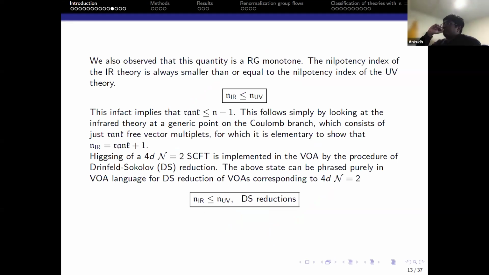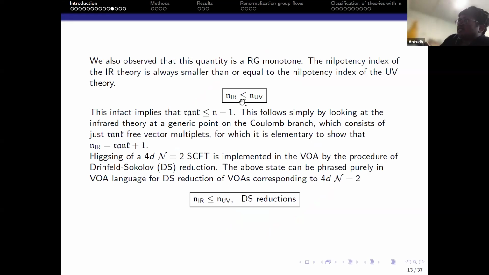Then, as we did these calculations, we also observed that this quantity is somehow RG monotone, which means that whenever you compute it in the IR and the UV, the UV nilpotency index is always greater than the IR nilpotency index.